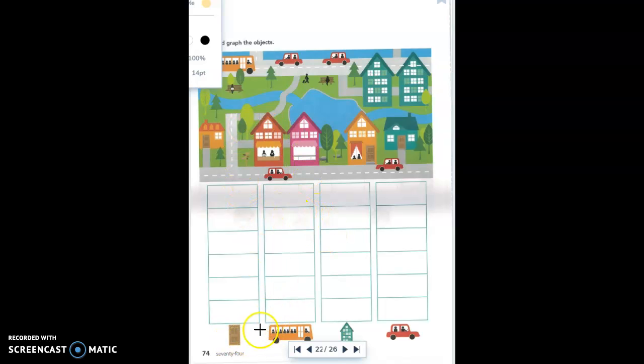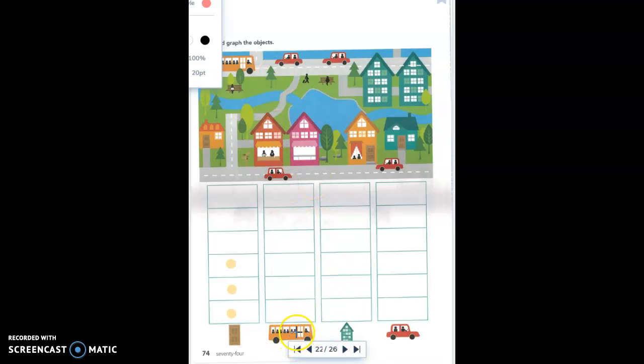So let's see how many doors there are. I see 1, 2, 3 in the picture. I believe that's all there are. There aren't any more hidden away. So 3. So I need to mark my graph with 3. 1, 2, 3. Now I'm going to go to the school buses.